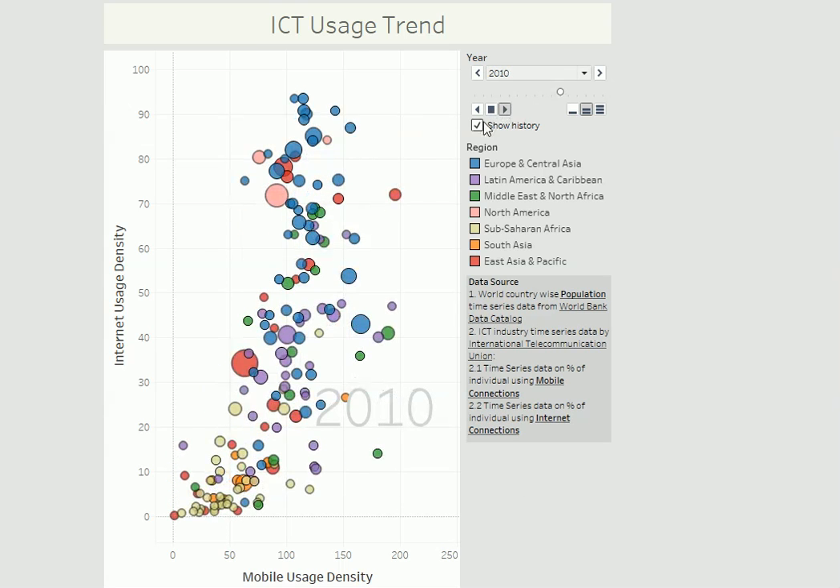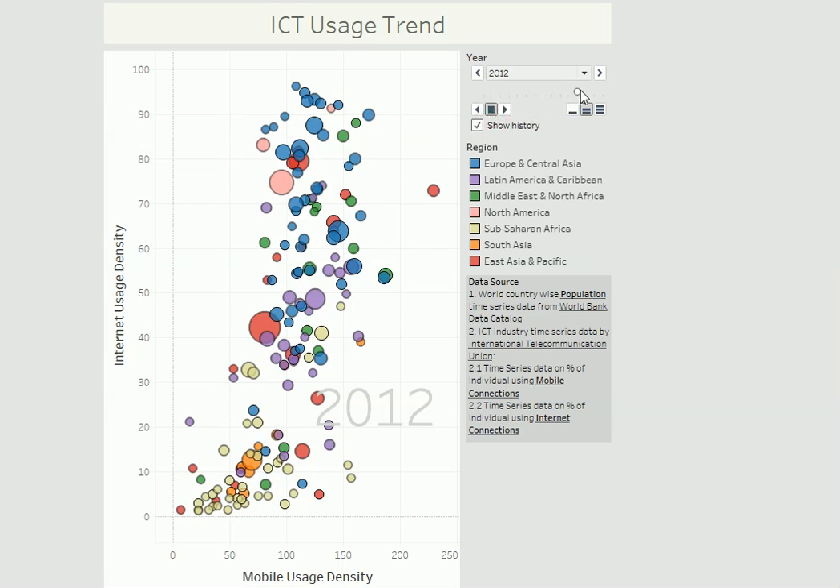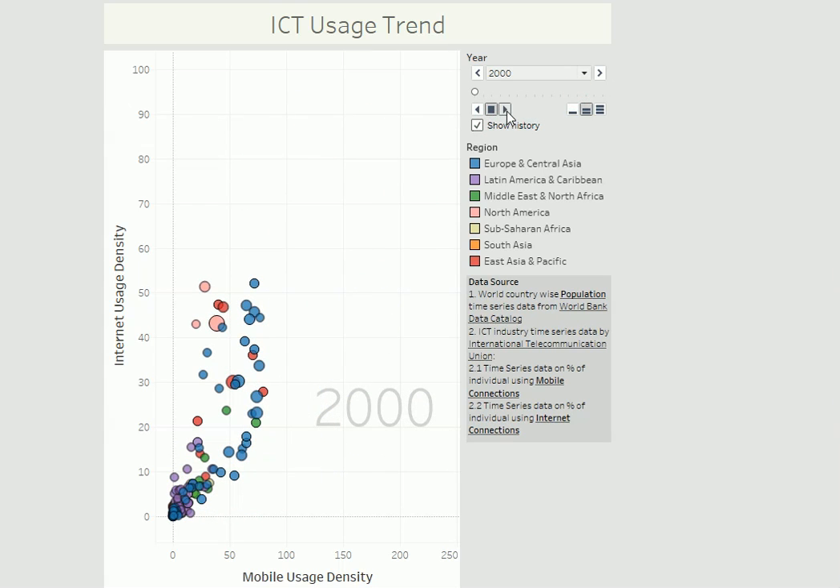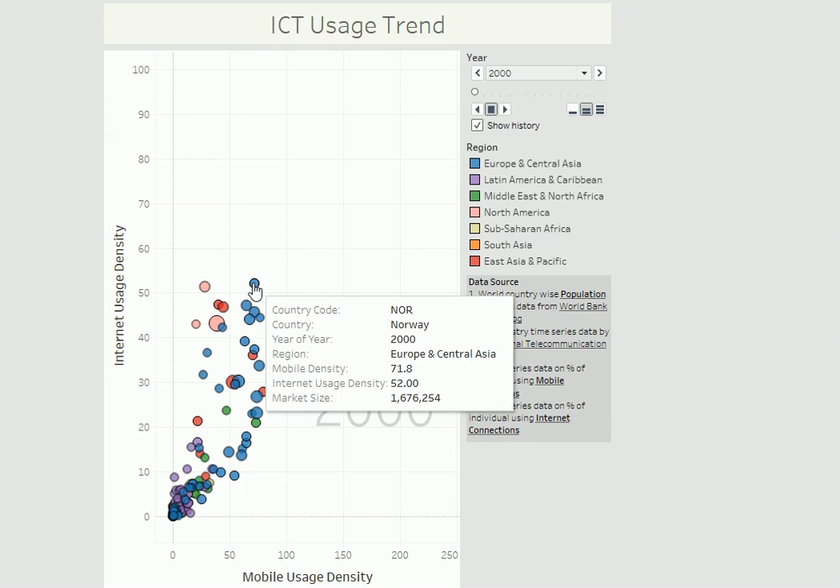So let me stop this, get it to 2000, and let us see what is happening, and let us also see what kind of data is present here for one country. So this is the country Norway. This is the year 2000. The mobile density is nearly 72. So 72 people out of 100 people have got a mobile connection way back in 2000 in Norway, and 52 people have got an internet connection out of 100 people in Norway. And the total market size is coming to be 1.6 million in Norway in 2000.